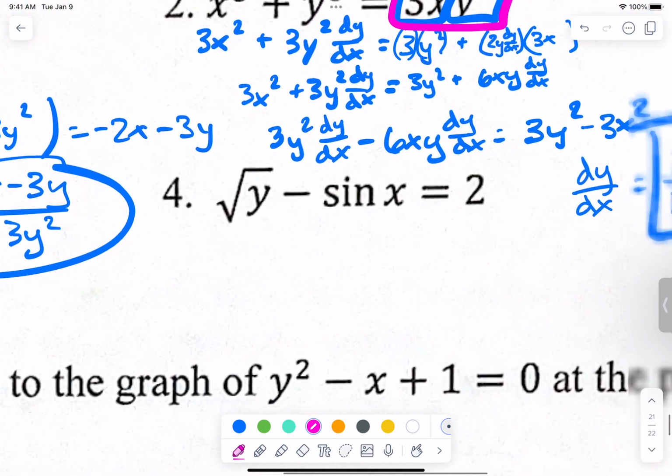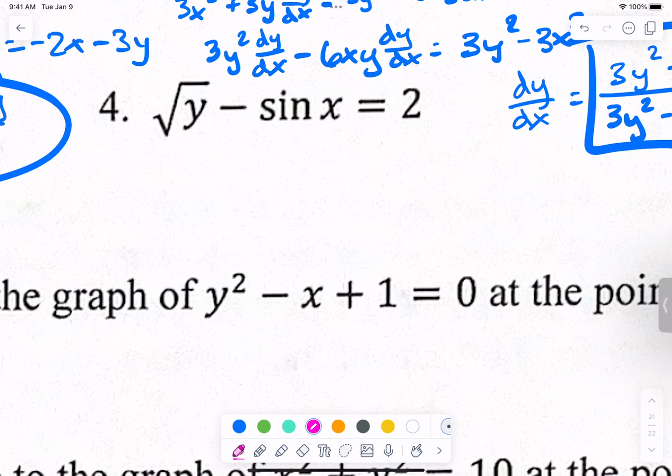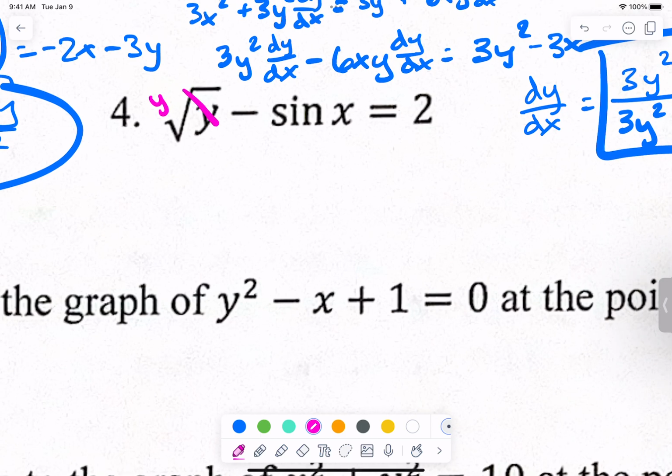All right, number 4. This is y to the 1/2 power. I'm going to rewrite him like that before we take the derivative. Now we just use the power rule: 1/2 y to the negative 1/2 dy/dx.